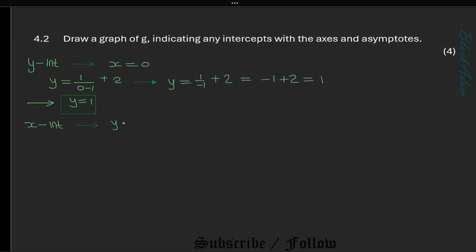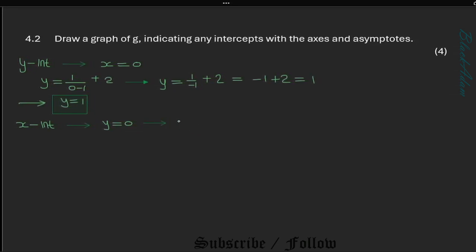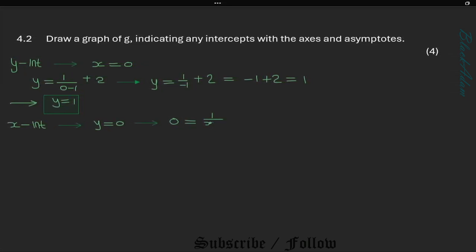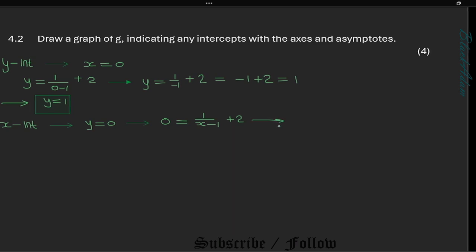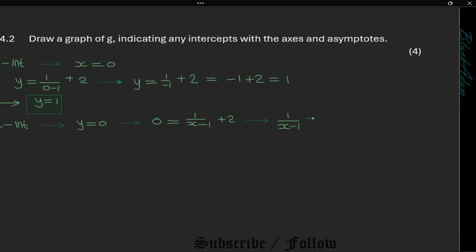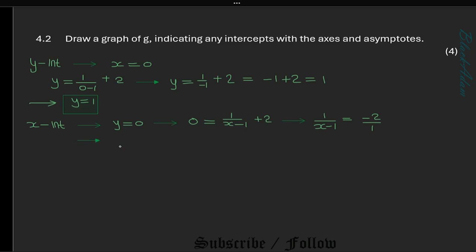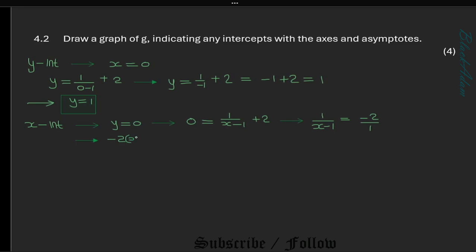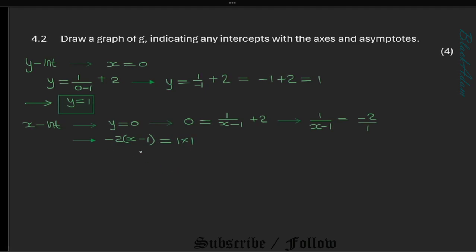And then the x-intercept. For the x-intercept, we have to let y equal 0. So we take the whole equation and equate it to 0. So y is equal to 0, so 1 over x minus 1 plus 2 is equal to 0. So we're solving for x, so that will mean we have 1 over x minus 1 is equal to negative 2, moving the positive 2 to the right. Then we cross multiply: negative 2 multiplied by x minus 1 is equal to 1 times 1.